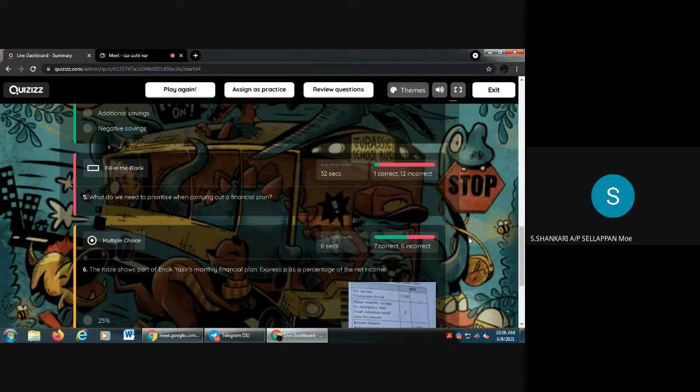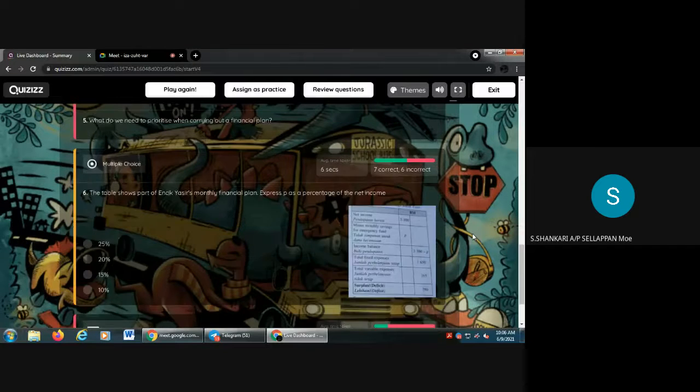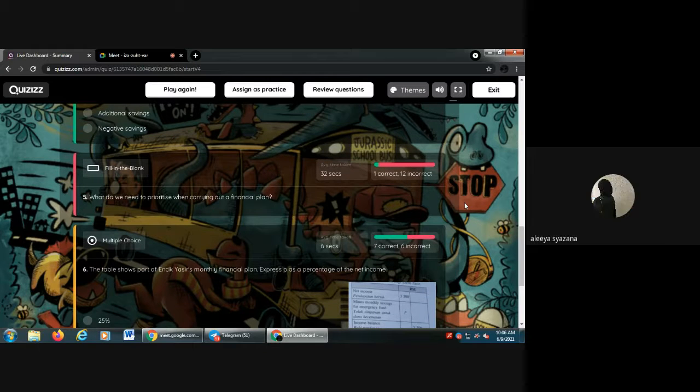Okay, next number 5. What do we need to prioritize when carrying out a financial plan? Priority, what's your priority? Keutamaan. So this one you have to type. Okay, what is the priority? Anyone? Payment for fixed expenses. Yes, fixed expenses.